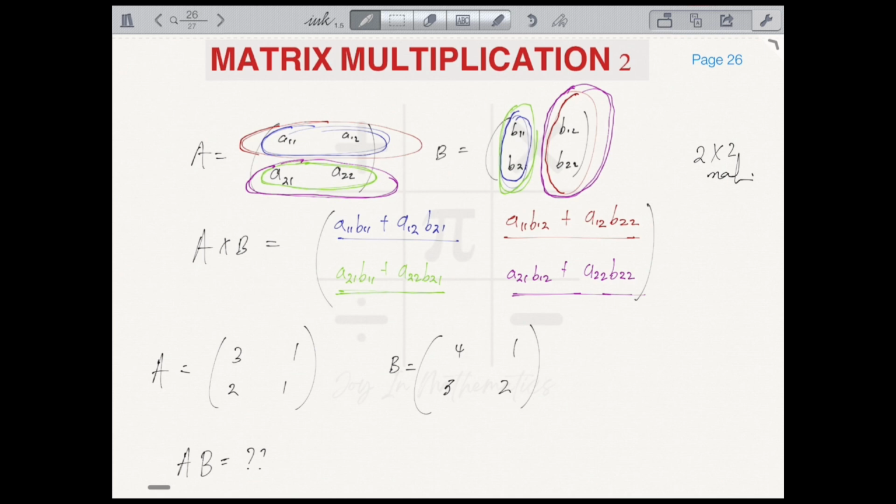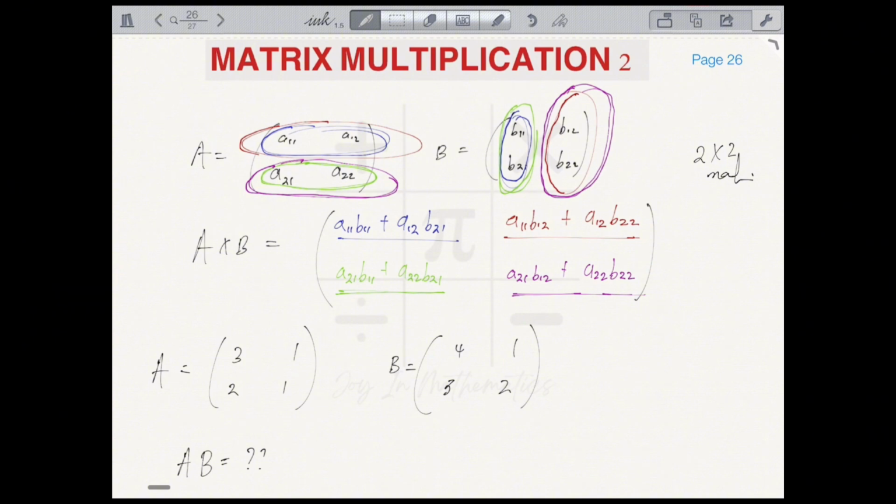So we know that when we want to evaluate the first row, first column, we are going to multiply the first row of A by the first column of B. And when we want to evaluate the first row, second column of the result, we are going to multiply the first row of A by the second column of B, and the same continues for the second row, first column, and likewise second row, second column.